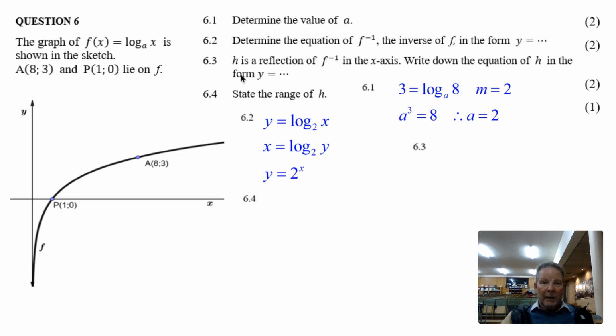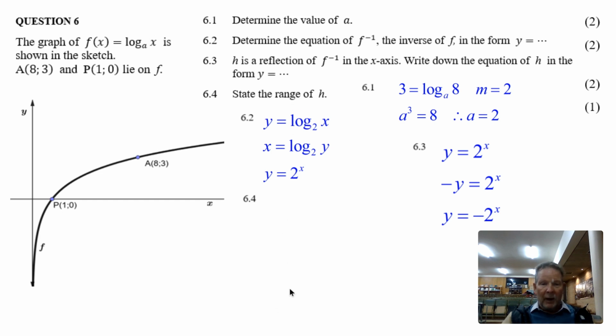All done. Now there's a new function h. It's a reflection of this inverse in the x-axis. All you have to know is that for a reflection in the x-axis, you change the y from positive to negative. There's the reflection. Let's multiply both sides by -1. So y equals minus 2 to the x, 2 to the x, and then a -1 in front. That is the equation of h right there. They said in the form y equals, so there it is.